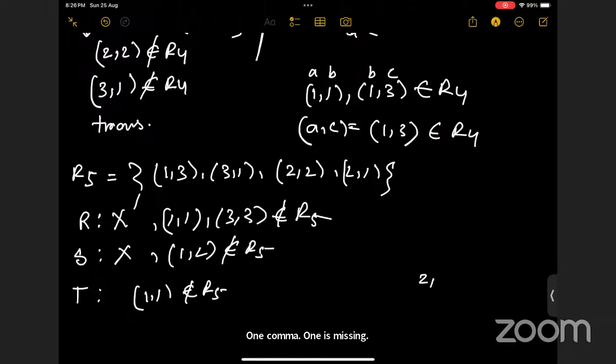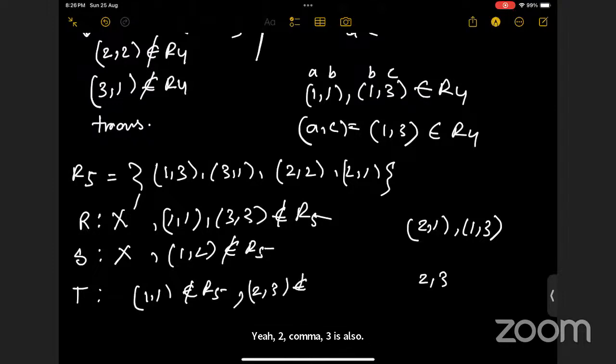Someone take 2, 3. So why are we taking 2, 3? If we are taking 2, 1 and 1, 3, then we need 2, 3 to prove it as transitive. Basically, ma'am, we need just one example to contradict it. If we want to contradict the definition, the hypothesis, then we need just one example. If we are not able to find any example, then it is transitive.